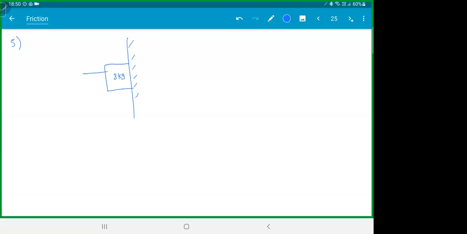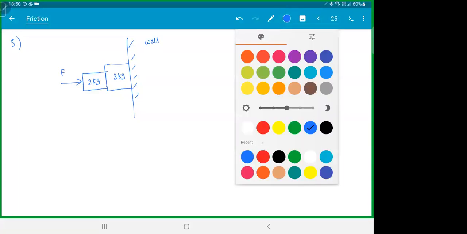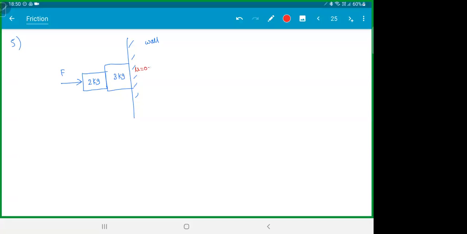We have a 3 kg block. We have a 2 kg block. We have F. This is the wall. Here mu is 0.2. Here mu is 0.3. So two different frictions we have. Gravity is there. Find the value of F, find F minimum, if both the blocks are at rest. None of them slip. There is no slipping at any surface.